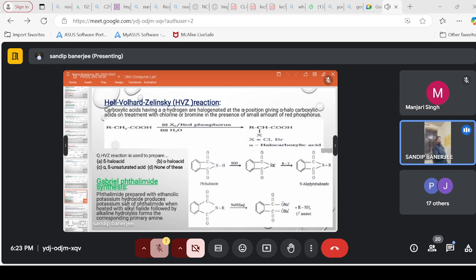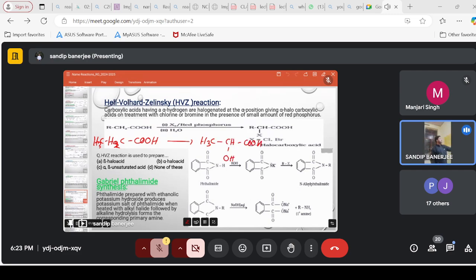Now this HVZ reaction is from your carboxylic acid chapter, and this is applicable for the formation of one example, lactic acid. Sometimes the question asked in your exam is: produce lactic acid from acetic acid. So the formula of acetic acid is this, and the formula of lactic acid is, sorry, CH3 CHOH COOH.